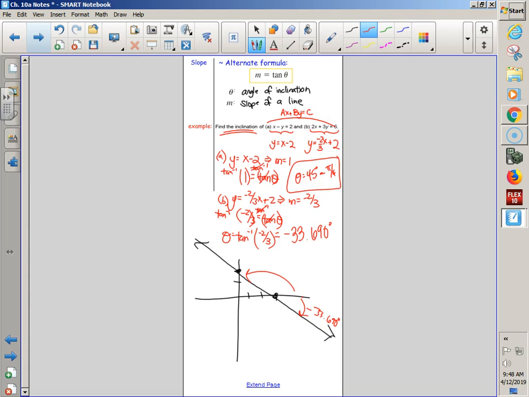And guys, if I'm down here, how do I go the other direction? I have to make a 180 turn, right? So no stress. My inclination, theta, is going to end up equaling 146.310.